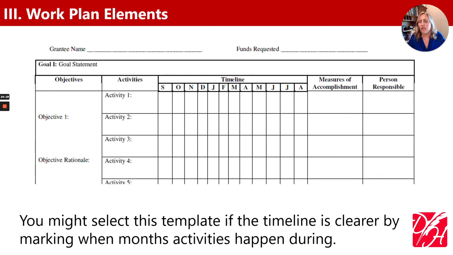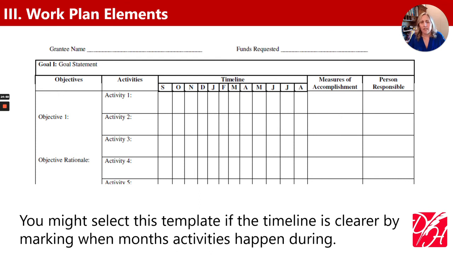This is a very different style than typing the word or the phrase bi-monthly, weekly, quarterly, etc. into that activity timeline box in the lower right-hand side in the last example. Rather, here we would perhaps put an X or a dash. We would indicate in each individual month when these varied activities would happen. Well, how would we pick between one and the other?